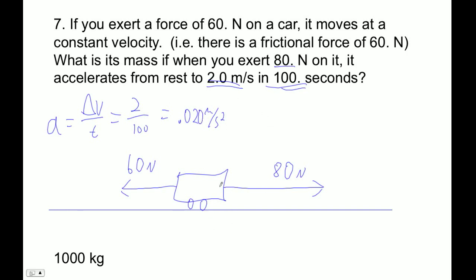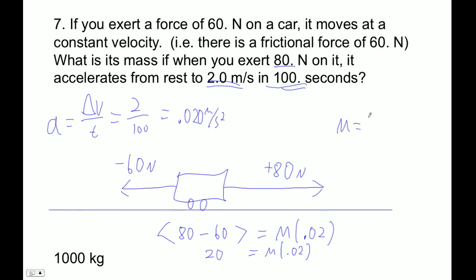Okay, so now we're set. We're going to go, this is positive, this is negative, right? So 80 minus 60 equals m times 0.02. Well, 20 equals m times 0.02. 20 divided by 0.02 is 1,000 kilograms. But 1,000 has actually 2 sig figs, right?